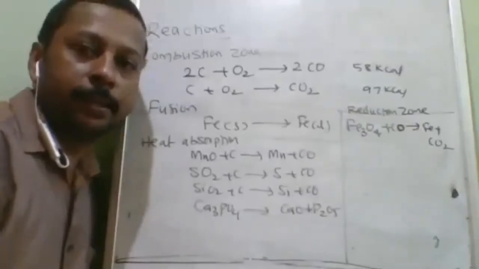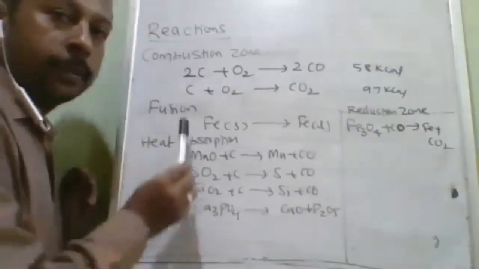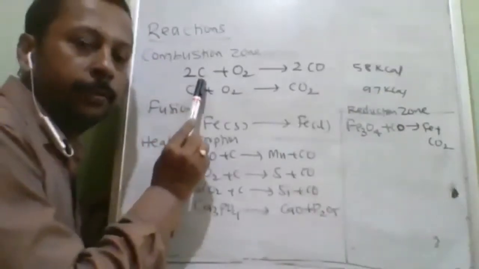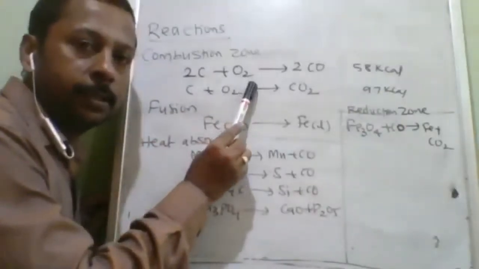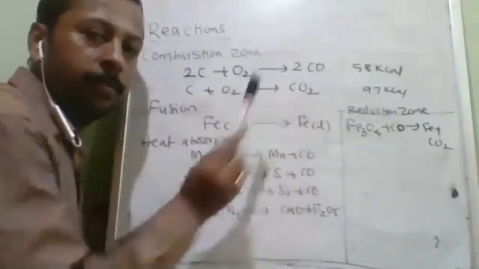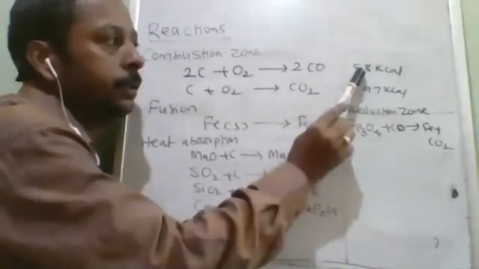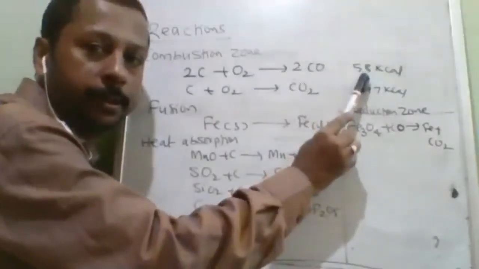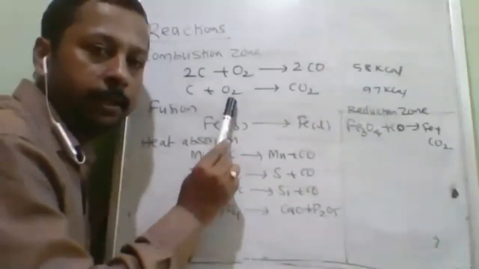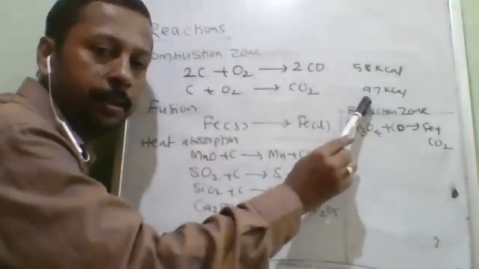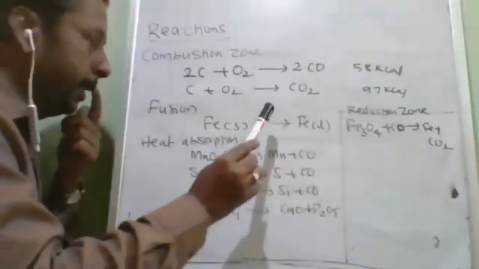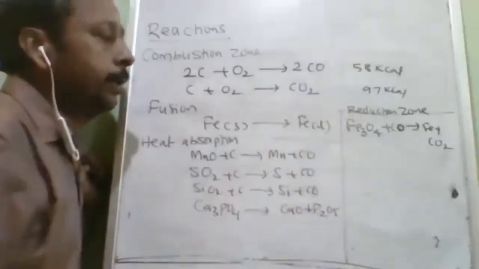Let's see some reactions in the different zones. Okay, first one is combustion zone. As the name suggests, if oxygen is less, then 2 moles of carbon will react with the oxygen to form carbon monoxide, but less amount of heat will be liberated because it is a partial combustion. But the same carbon when reacting with more oxygen, complete combustion, gives 97 kilocalorie. Understood? So high temperature is caused by this complete combustion.